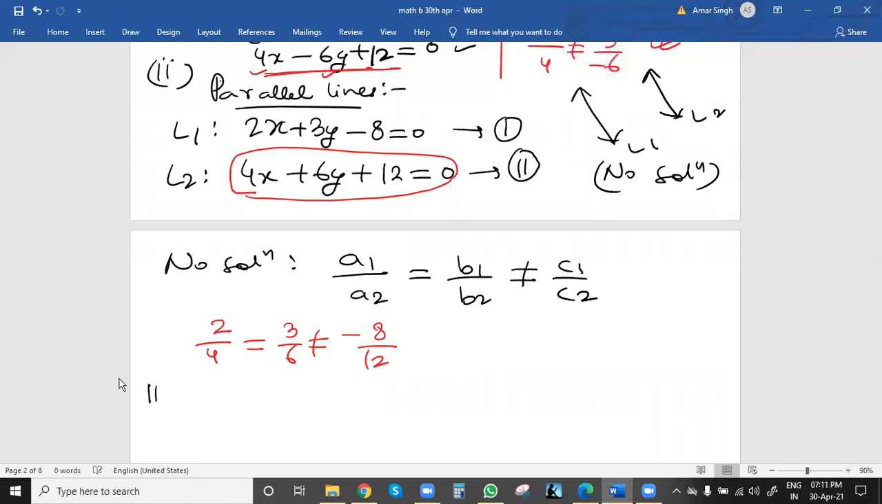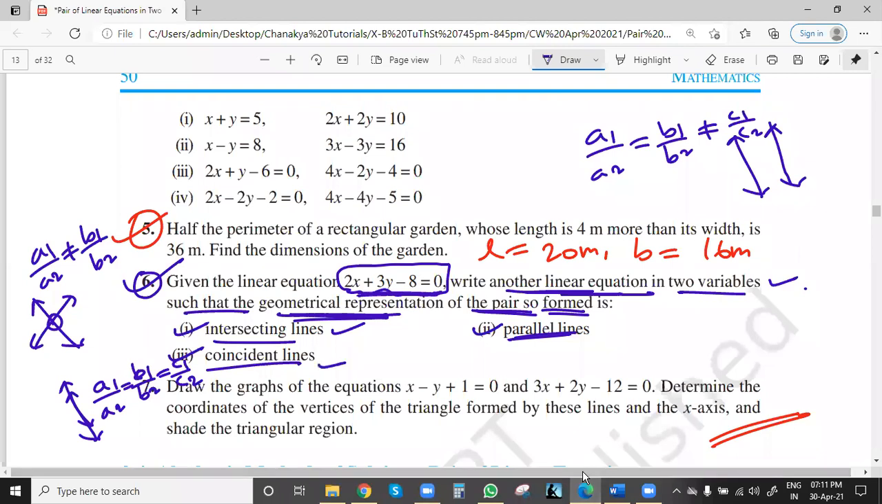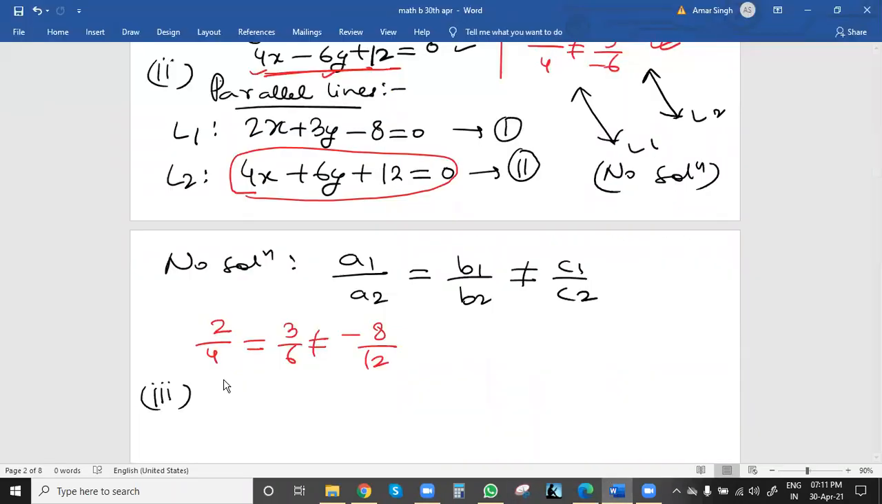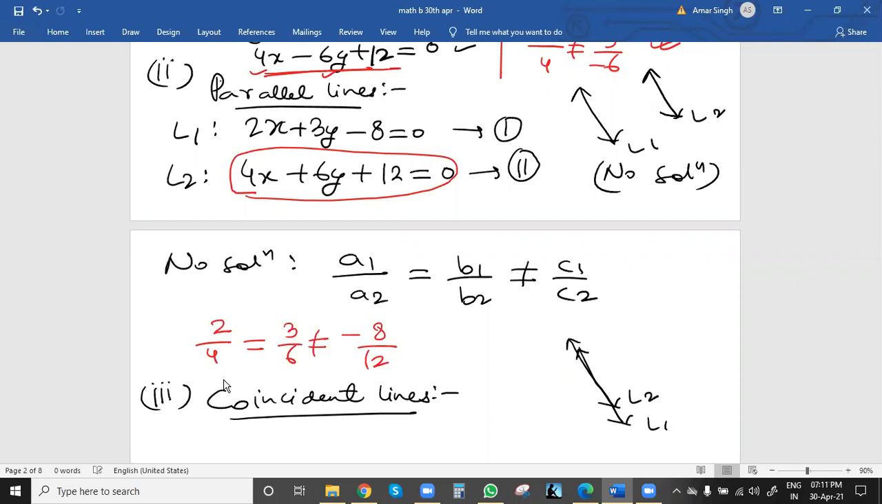Now coming to the third one, the conditions should be satisfied, because many lines will give many equations. The third one is the coincident lines. Coincident lines will coincide, one above the other. That means overlapping lines, L1 and L2.